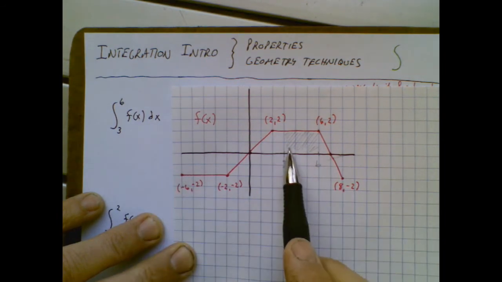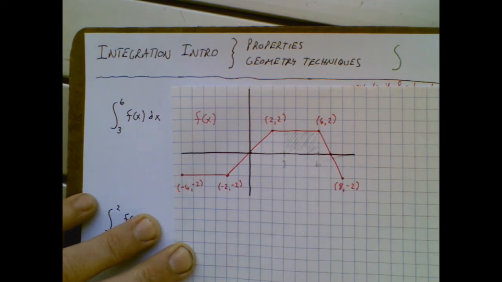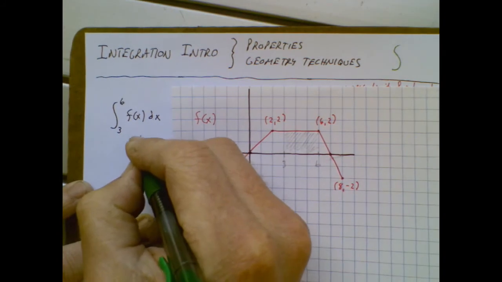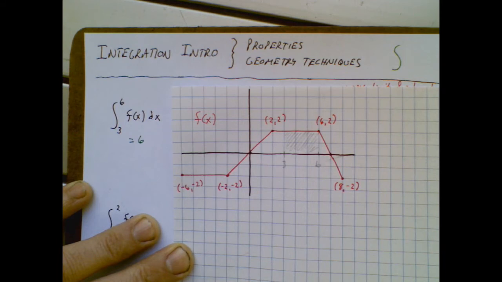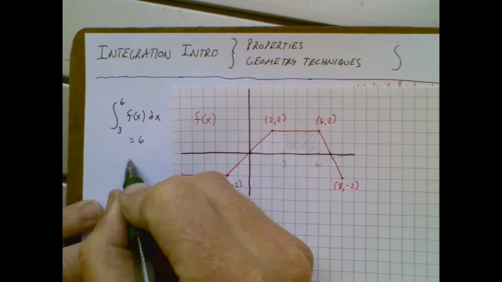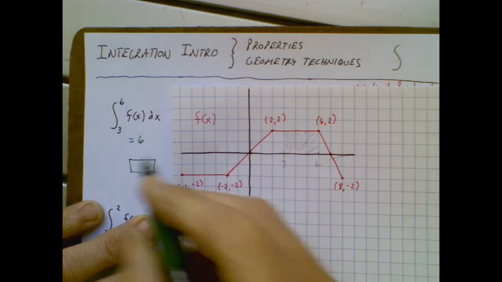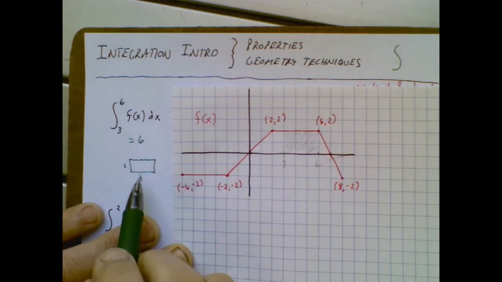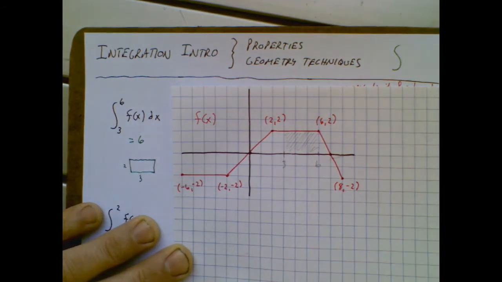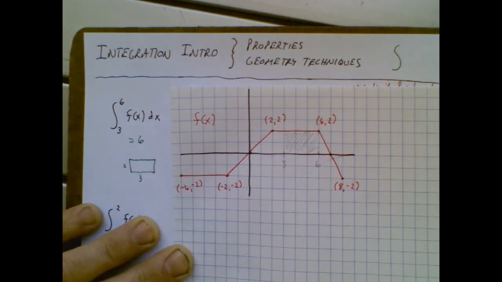So in a case like this, I can just count the squares. 1, 2, 3, 4, 5, 6. That tells me my answer is 6. There's another way. If I can't count the squares, I can take a look at that and say, you know what? That's a rectangle that is 3 units long by 2 units tall, and 3 times 2 is 6. So the answer to that integral is 6, but we're going to do integrals that look similar to that, and you're going to have a little bit deeper thinking.